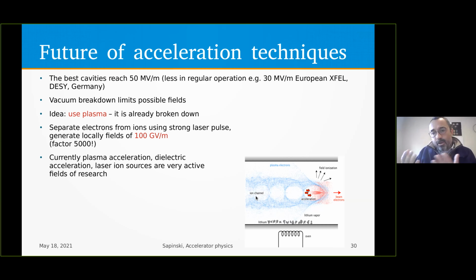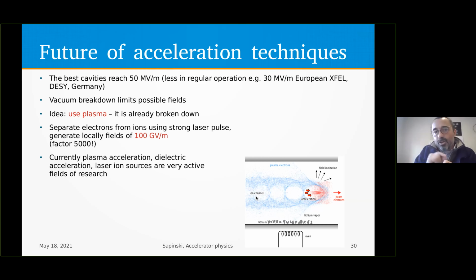What is already broken is plasma. Plasma is obtained by an electric discharge. So we use the very thing that stops us in RF acceleration in plasma acceleration. In plasma, electrons and ions are separated. When we shoot a very strong laser pulse into plasma, for a very short time electrons get separated from ions. They are moved by a very small distance. Then they immediately come back.